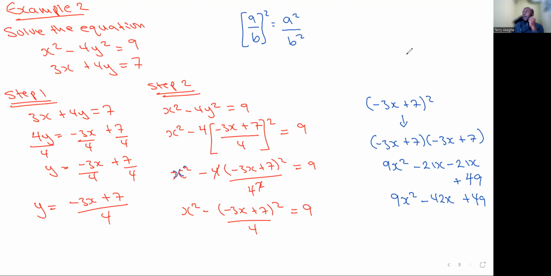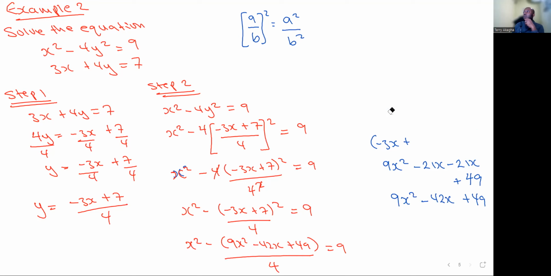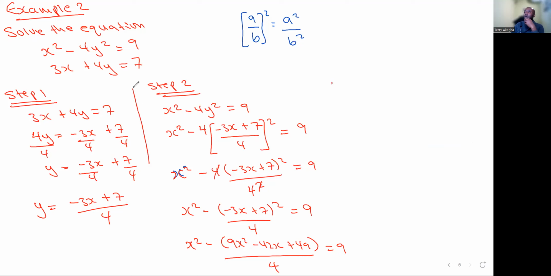Okay, so that means I can easily replace all this now to be x squared minus 9x squared minus 42x plus 49. All this is divided by 4 is equal to 9. Okay, so let's delete this one so that we can write on the other side. So we're still in step 2, we're still simplifying.